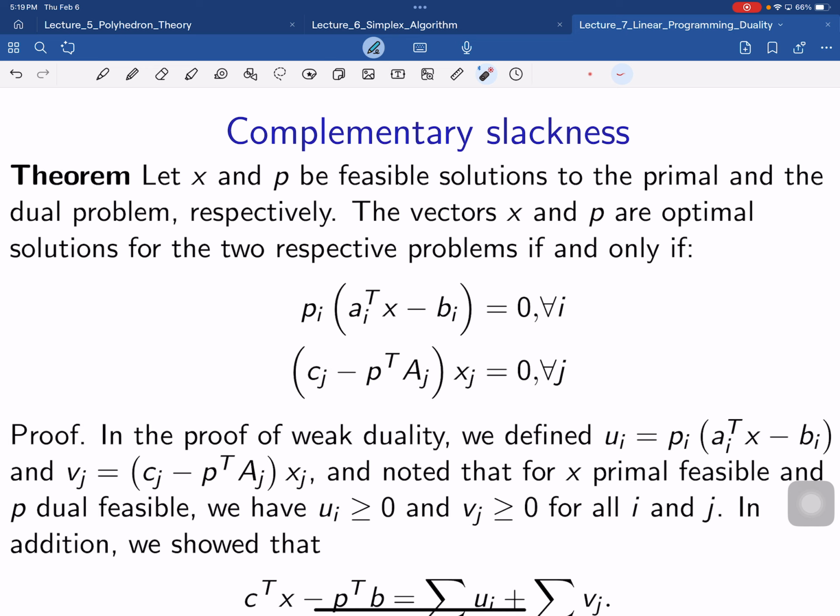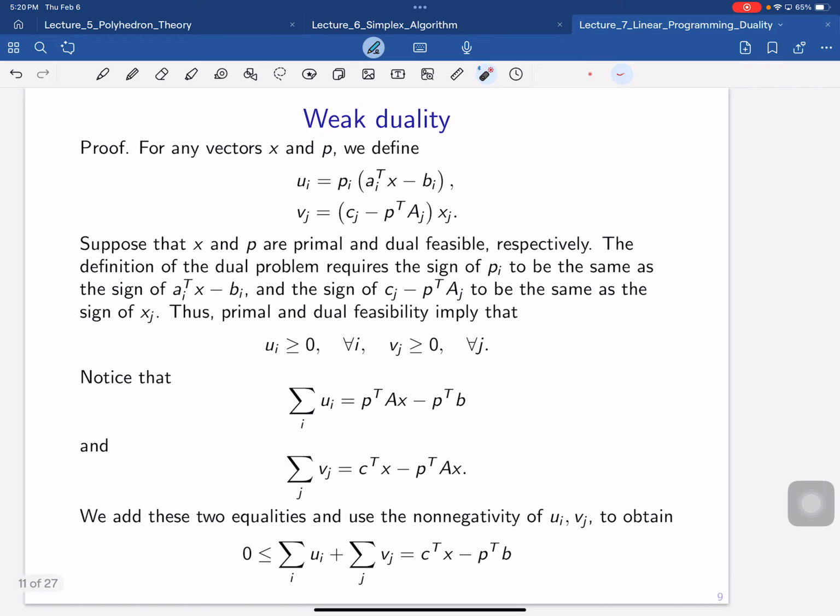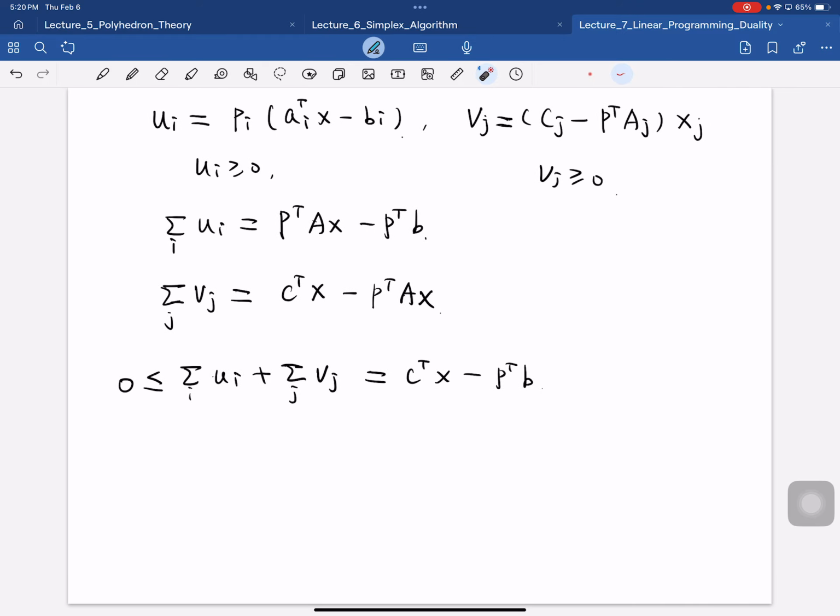By design, we know that all of these terms are greater than or equal to 0, right? That's sort of by construction. But when would they be 0? So that's why I show you the previous proof here. This is the slide we used to show you weak duality. Remember, the Ui's are the dual variables multiplying the primal constraints. The Vj's are the primal variables multiplying the dual constraints, right?